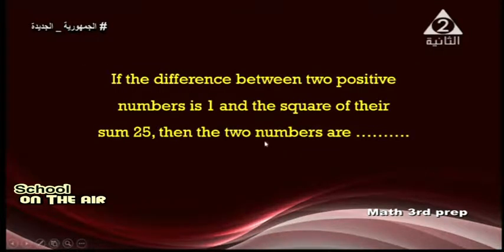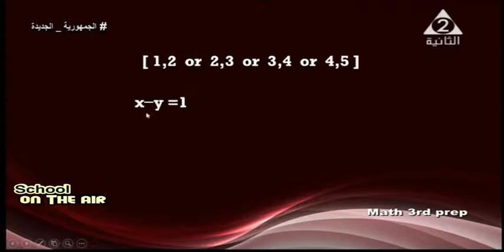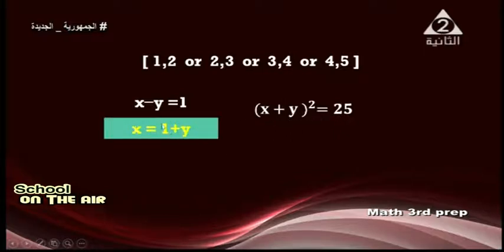If the difference between the two positive numbers is 1 and the square of their sum equals 25, then the two numbers are... Let's do the third choice. We start translating. The difference equals 1, so x minus y equals 1, and the square of their sum, so x plus y, with power 2, equals 25. From the first degree equation we can get x with respect to y, x equals 1 plus y, and take this value and substitute it in the second degree equation.